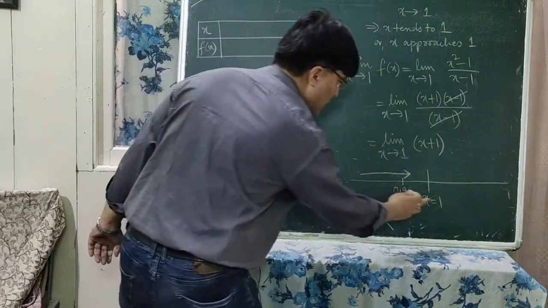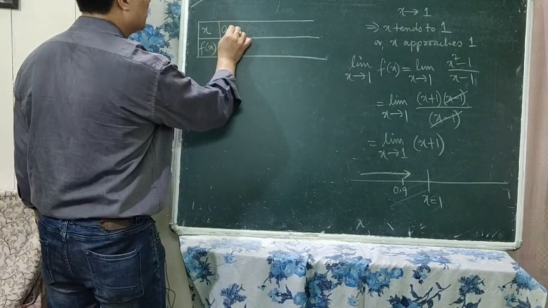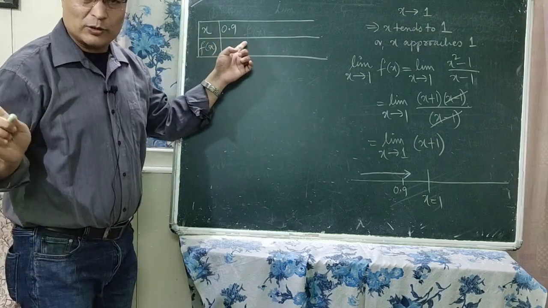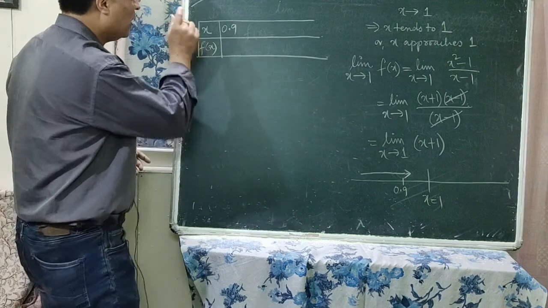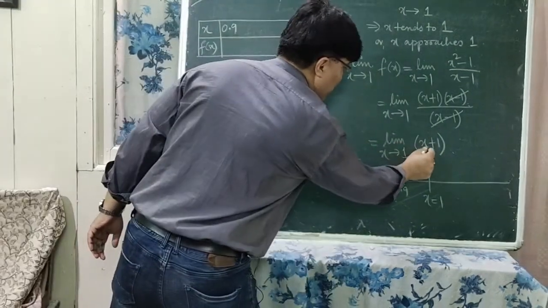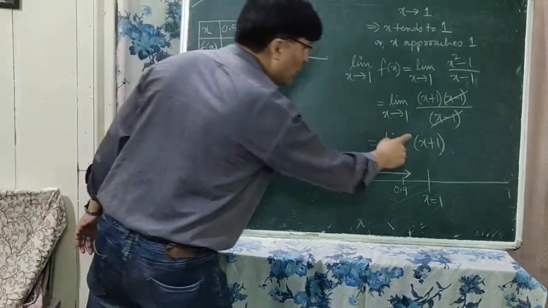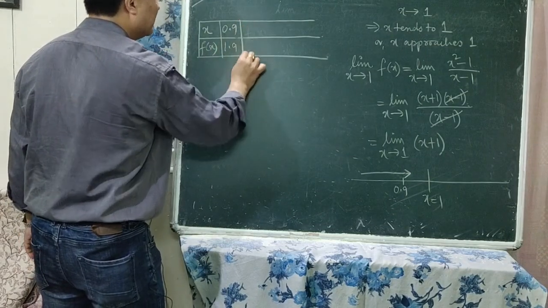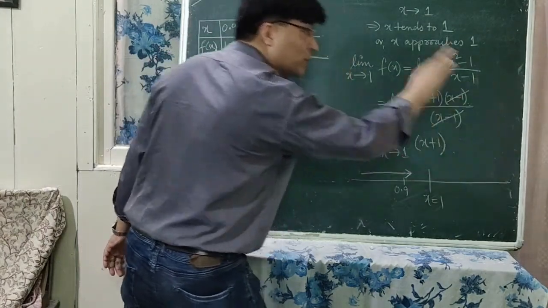You know that 0.9 is less than 1, isn't it? But x is exactly not equal to 1, so we can take x is equal to 0.9. If you put x is equal to 0.9 out here, what is the value of x plus 1? What is 0.9 plus 1? It is 1.9. Okay, so again you approach towards 1.